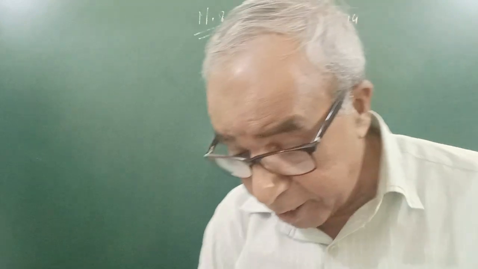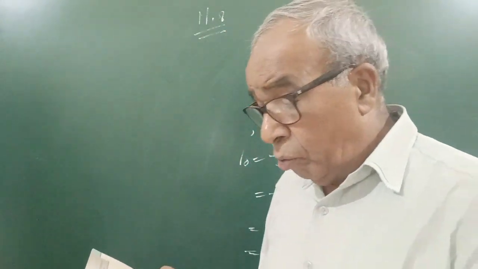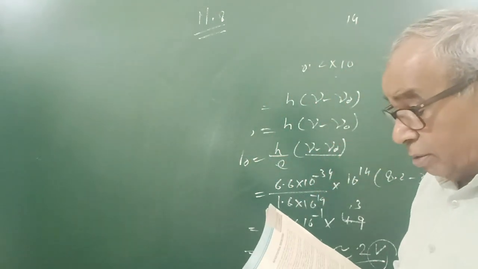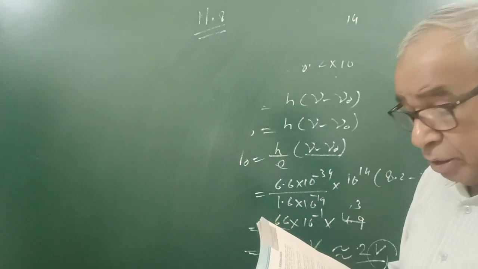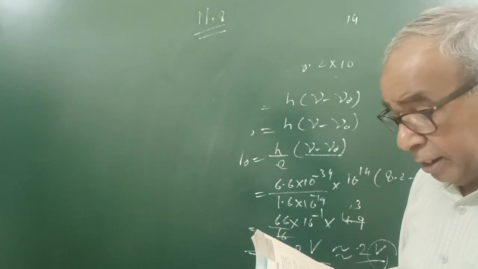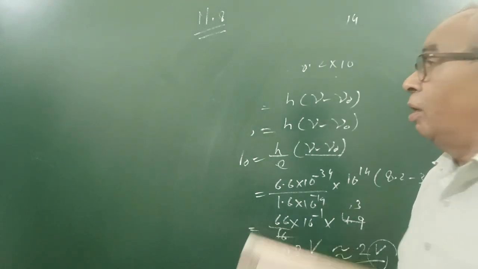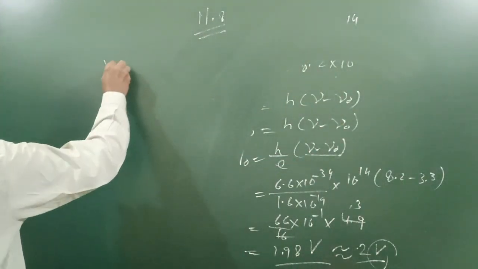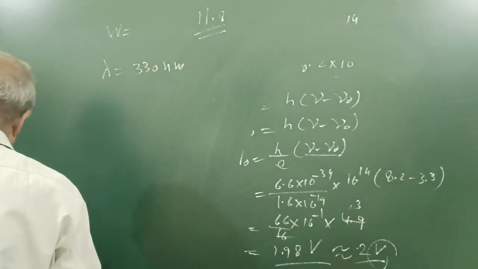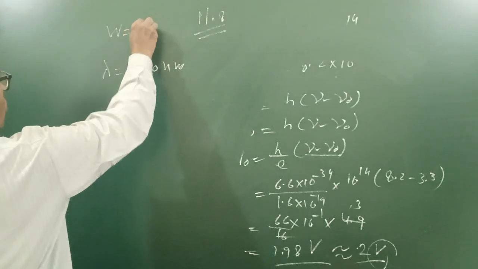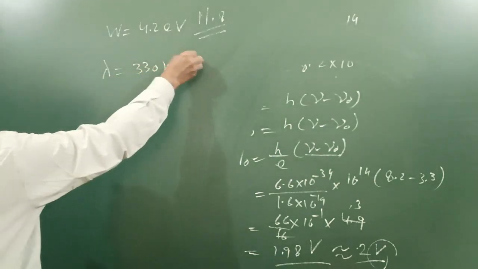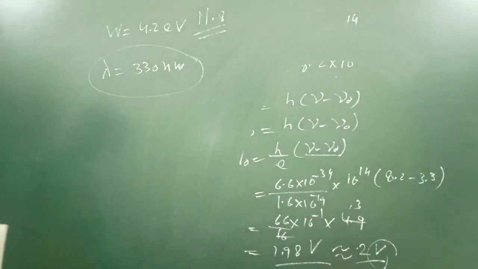The same type of question is there again. The work function of a certain metal is 4.2 electron volt. Will this metal give photo emission for incident radiation of 330 nanometer? Lambda of radiation is 330 nanometer. Work function is 4.2 electron volt, sufficiently large. So will the radiation give photo emission? So find the energy of a photon in electron volt.